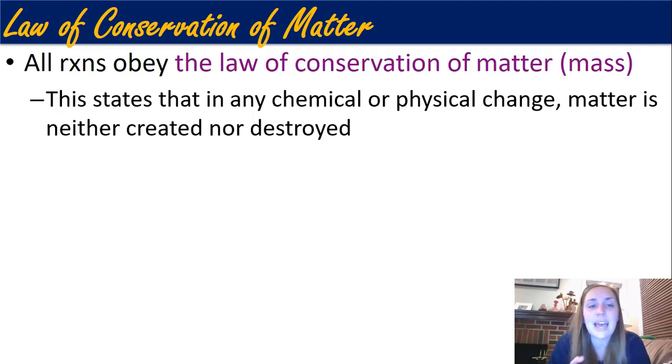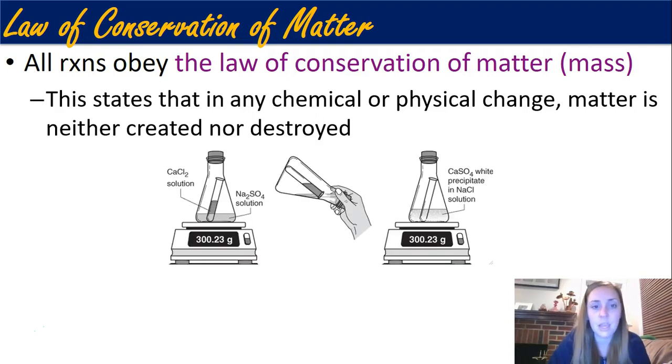Basically, this says that in any chemical or physical change, matter cannot be created or destroyed. So however many atoms you have to start with, that has to be the number of atoms you end with. You can't just make up atoms. They can't disappear. You can't form them.